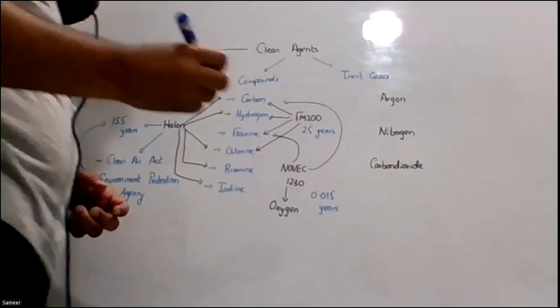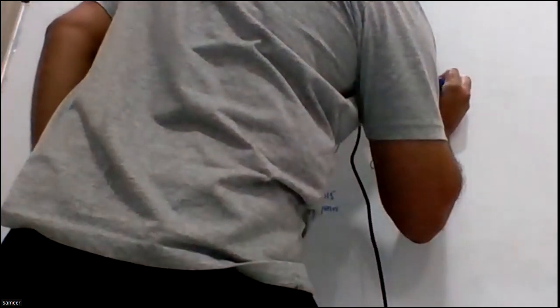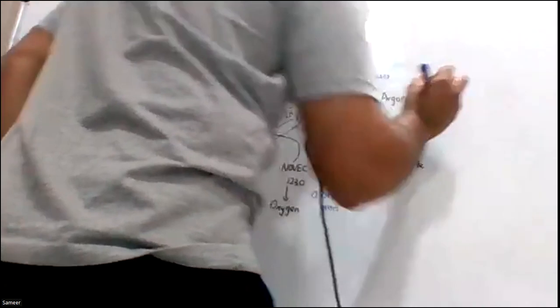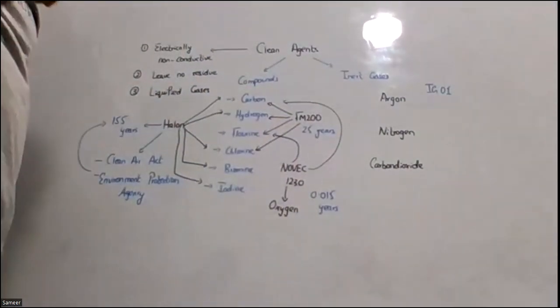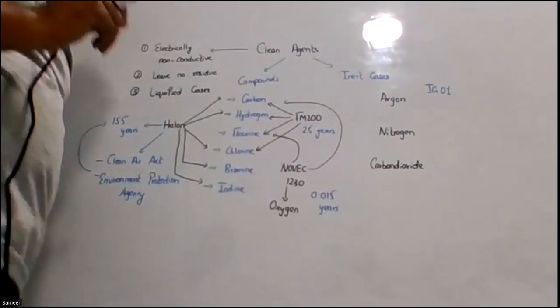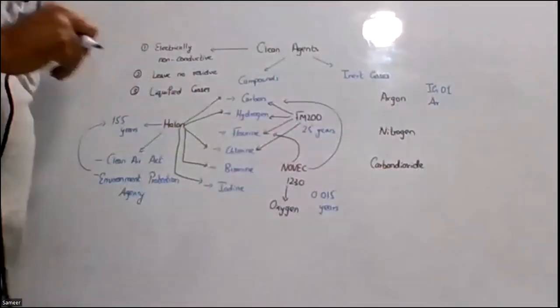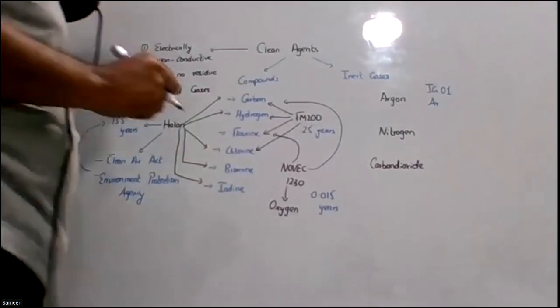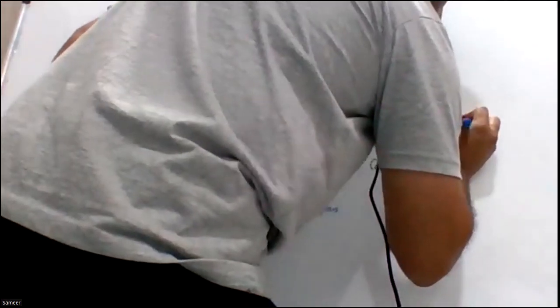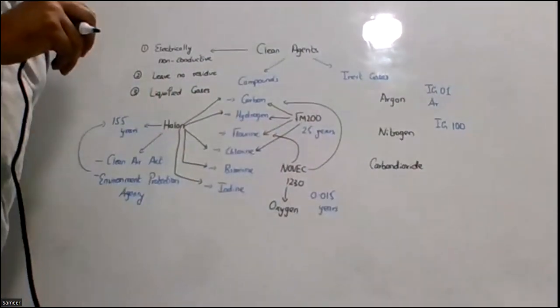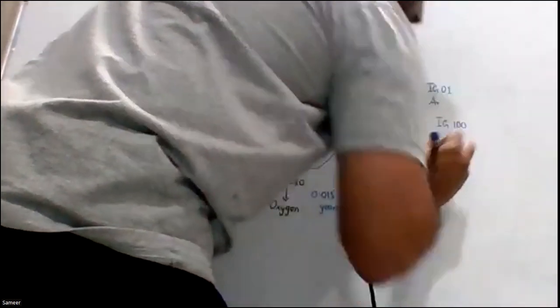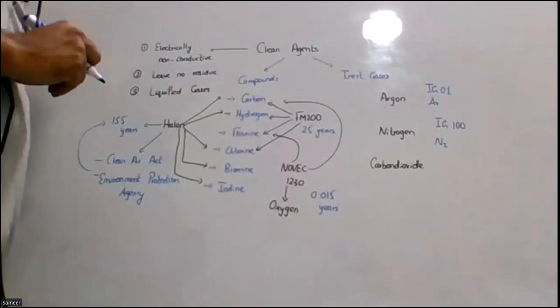Their model starts with IG01. IG01 means that it contains 100% argon only, no other one. Then we have a second formation, that is IG100. IG100 contains only nitrogen. The third is IG541.